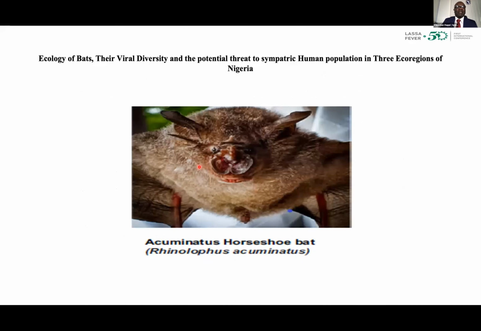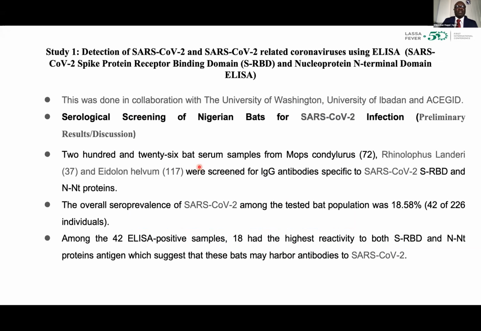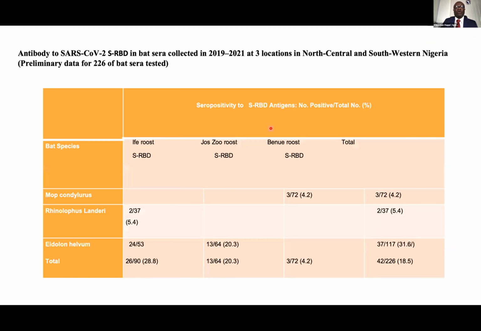Now, let me come down to something else, in order to identify the origins of all these viruses circulating in Nigeria, and especially SARS-CoV-2. So we really started doing a study on the ecology of bats to look at their viral diversity and the potential threat to sympatric human populations in two ecological regions of Nigeria. We went on to do several studies, but we started with something very simple, in collaboration with the University of Ibadan and the University of Washington: a serological screening of Nigerian bats. I will discuss some preliminary results with you here.